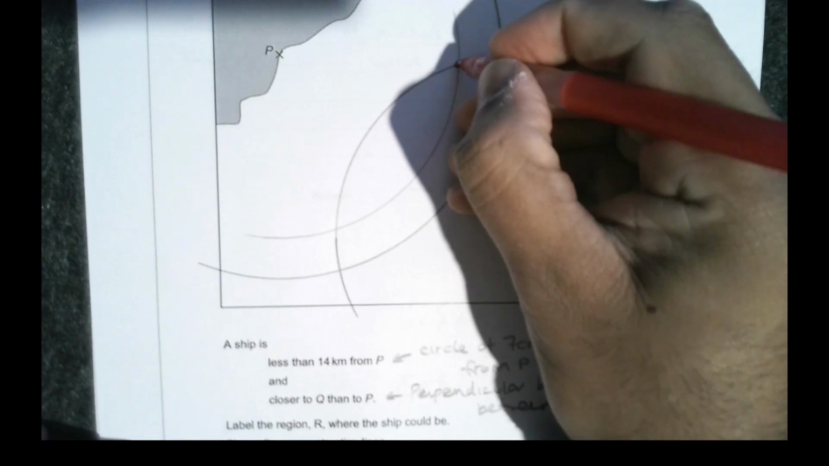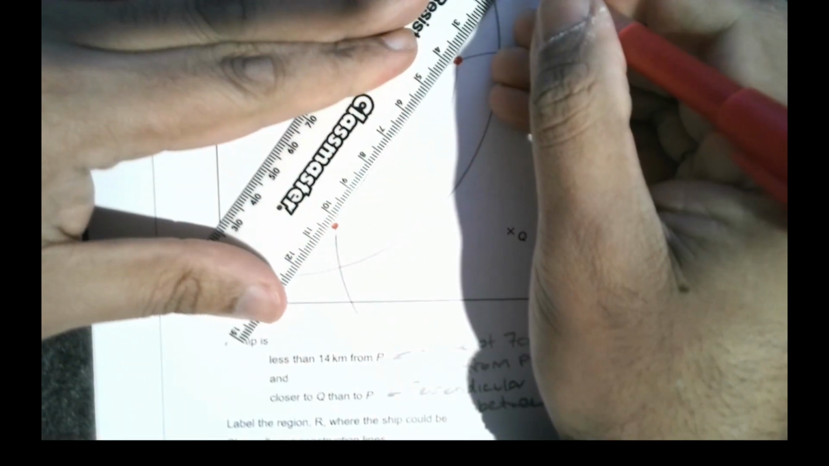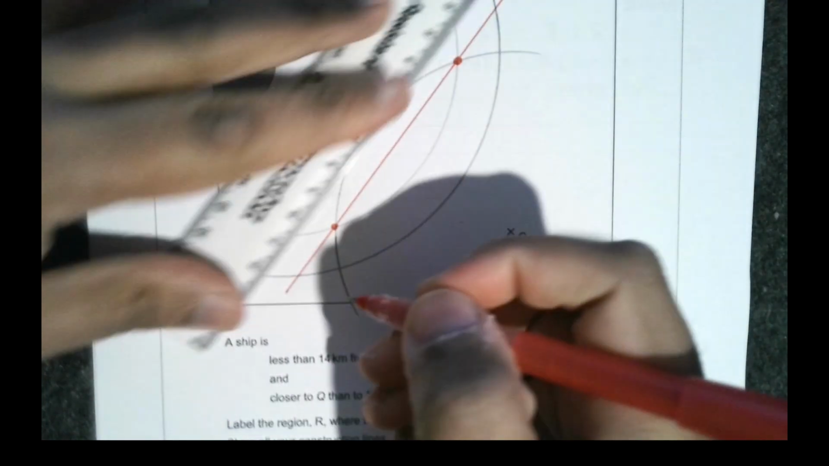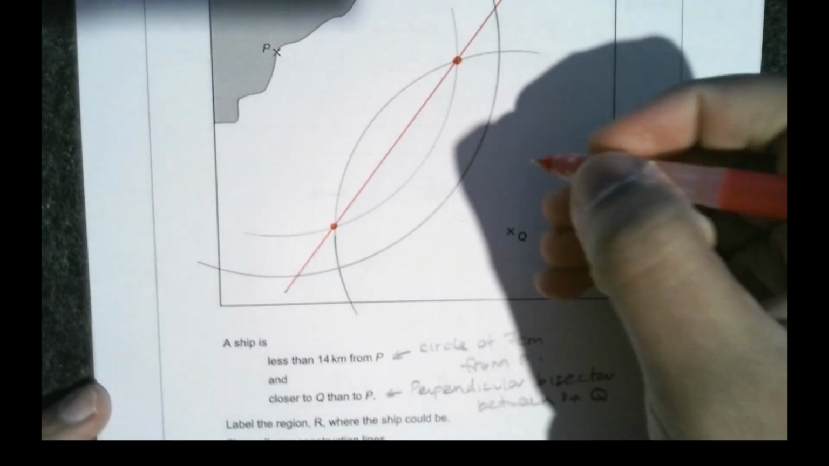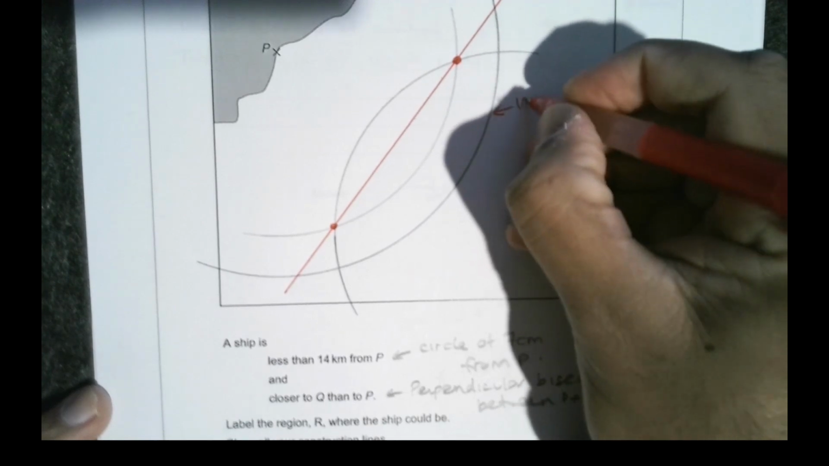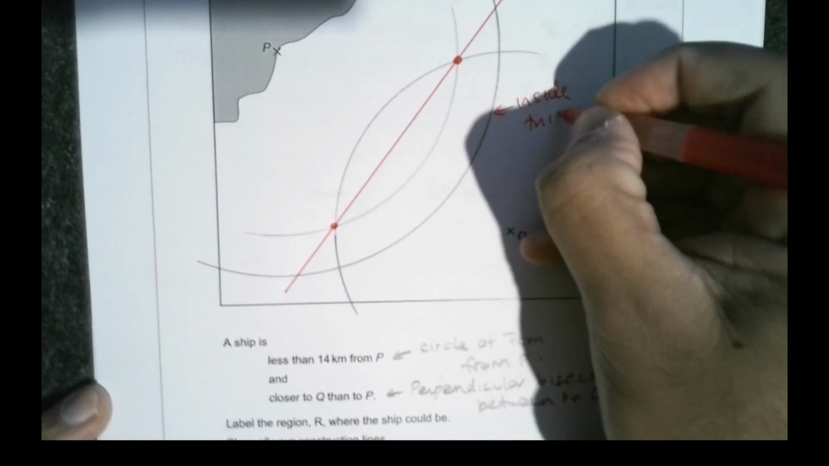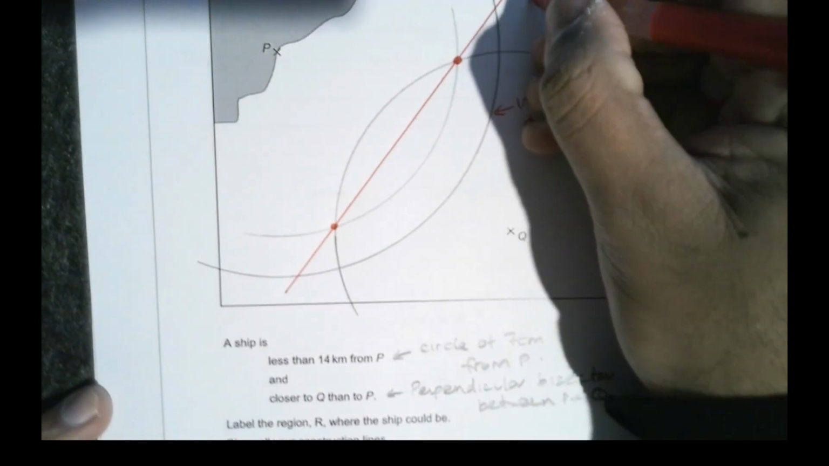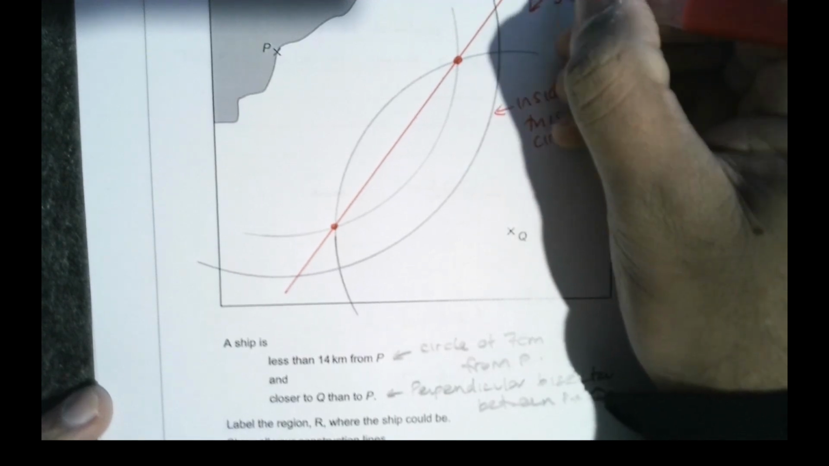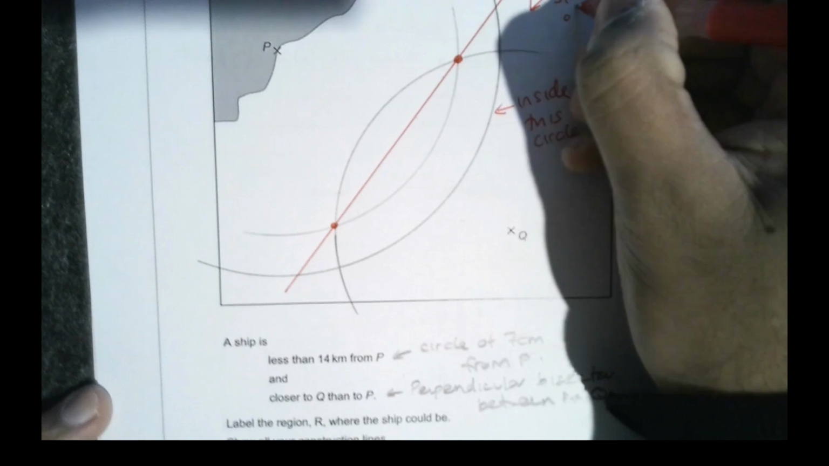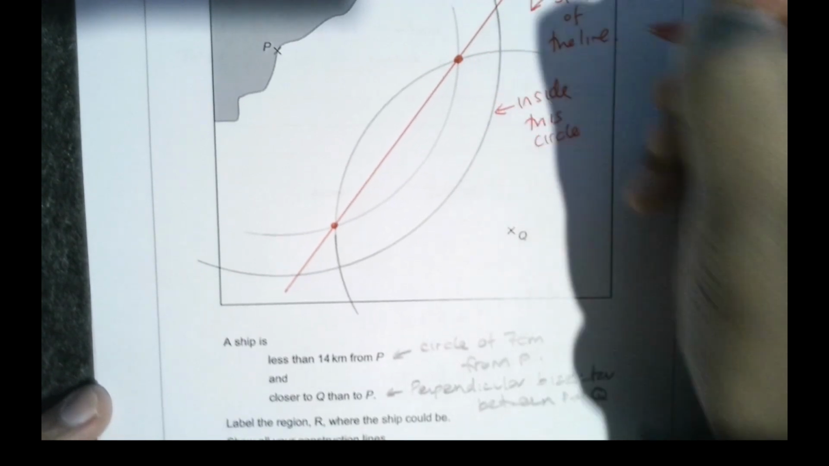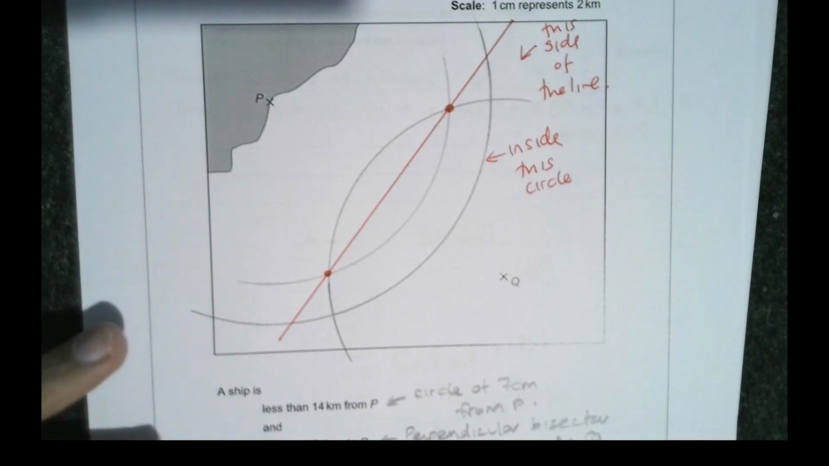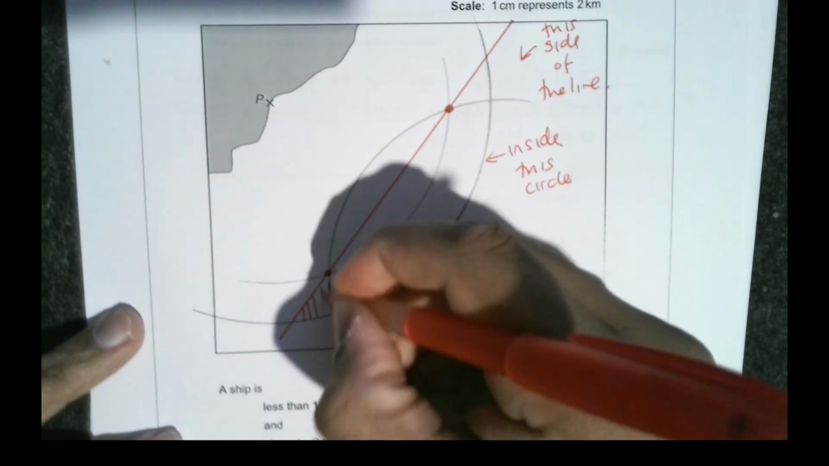So then to draw my perpendicular bisector with my ruler, look at those intersection points of the two arcs, and I draw my line through it. So this is my halfway line. So it needs to be inside this circle, and it needs to be closer to Q, so it needs to be this side of the line. So basically where it can be is going to be inside this region here.